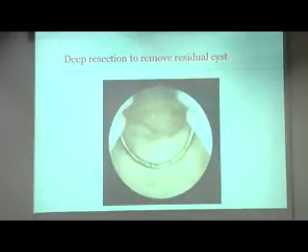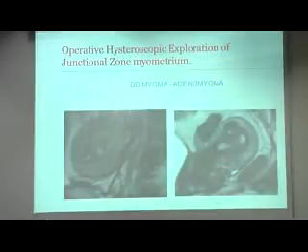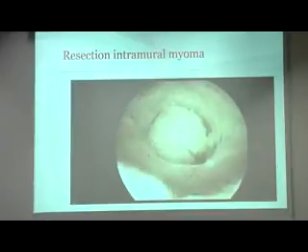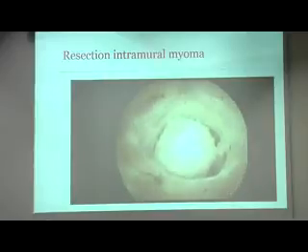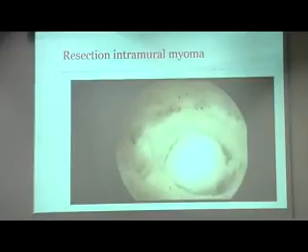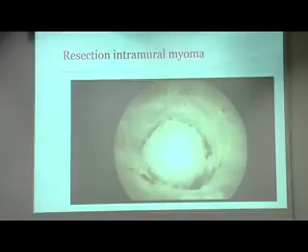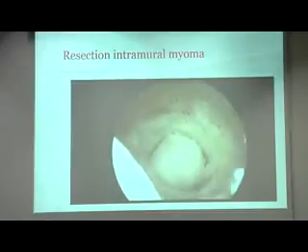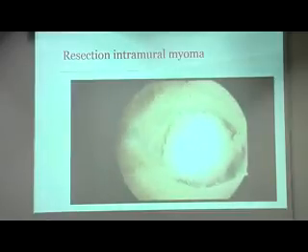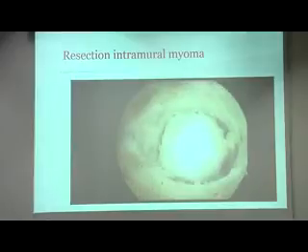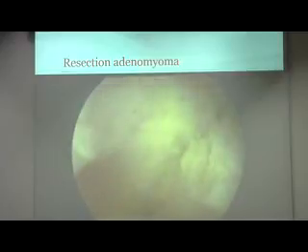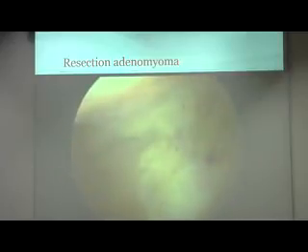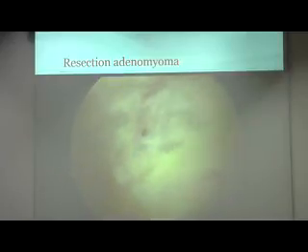Job done. Last but not least, the frontier is the endometrium. No, the frontier is the myometrium, the junctional zone. This is a myoma. If you go inside, you go with your scope behind and you can remove it totally. Now we go to the adenomyoma as a last example of myometrial surgery.